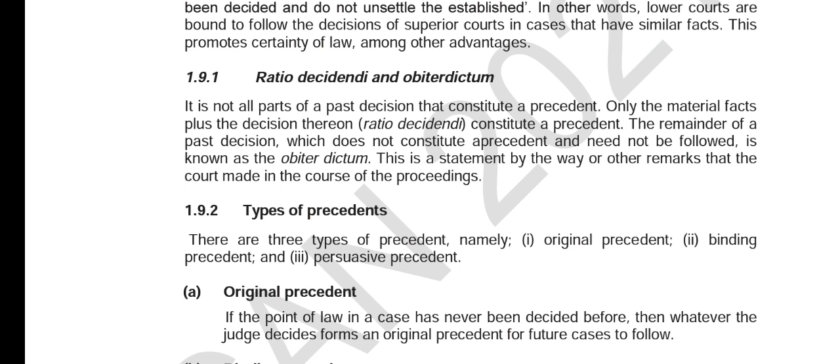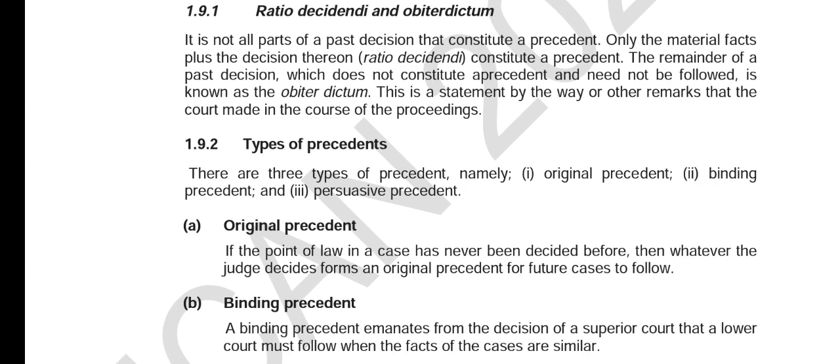Ratio decidendi is just talking about the rationale behind a decision, like the material facts on which the court made that decision. You get what was the rationale behind it, and obiter dictum is just the remaining part of that decision. It's not much of concern. So under judicial precedent, the basic thing we look out for that the court uses to follow this principle is the ratio decidendi, I mean to say.